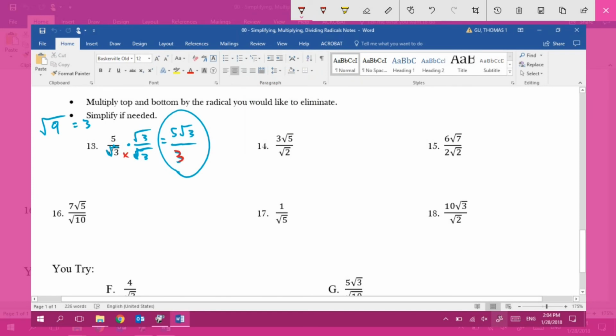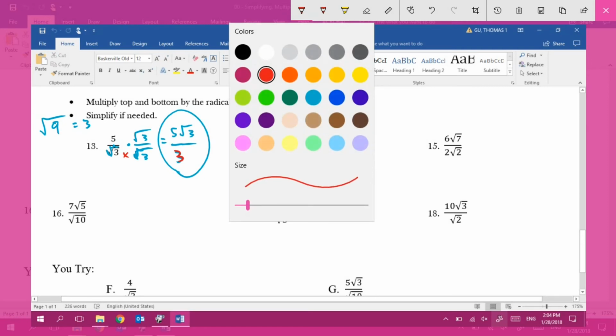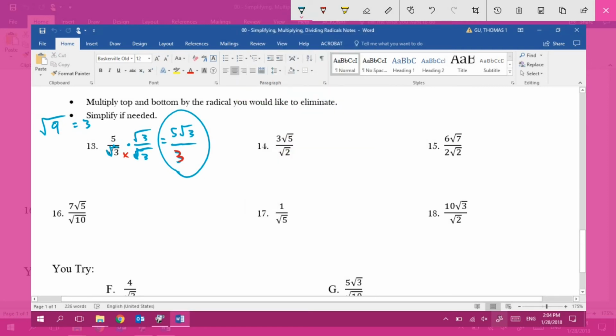All right, so look at number 14. What would you do here? What do I not want that I see here? I see a square root of 2 in the denominator. We can't have that, so multiply by square root of 2 on top and square root of 2 on bottom, because this number is really 1, and I'm not changing anything if I'm multiplying by 1. So then this leaves me with 3 square roots of 10, because 5 times 2 is 10. And then on the bottom is just a 2. That's my answer right there.